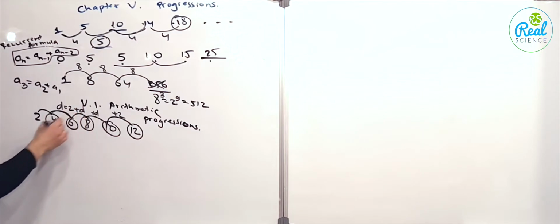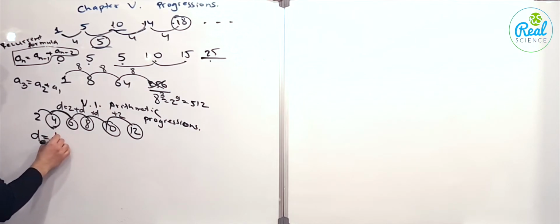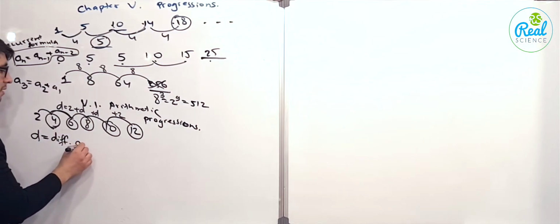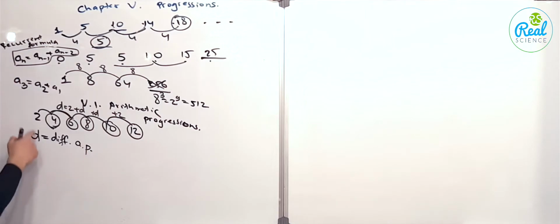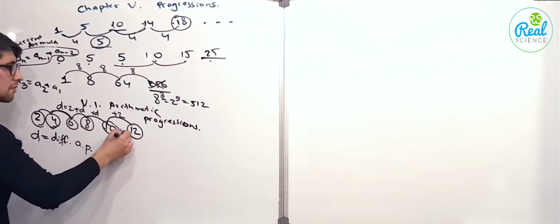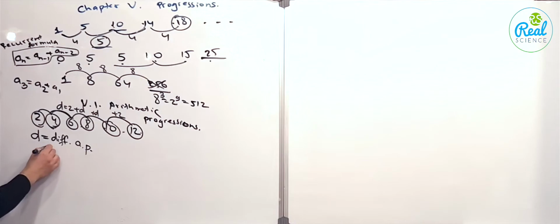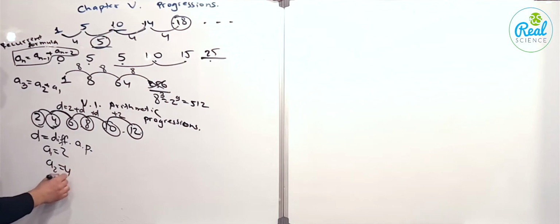This constant is denoted with d, and it's called the difference of the arithmetic progression. They are called the terms of the arithmetic progression. What is the first term? It's 2. What is the second term? 4. What is the fifth term?